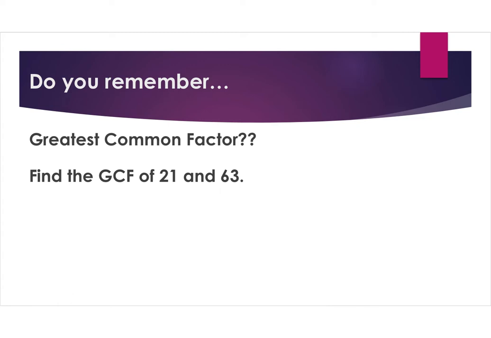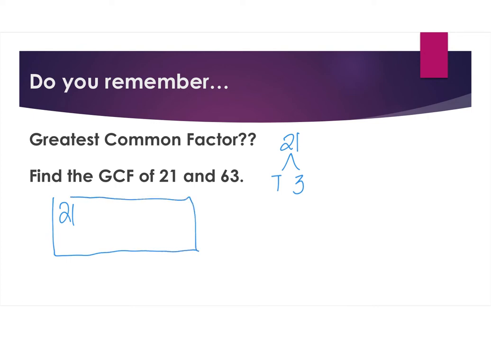Do you remember? Greatest common factor. Find the greatest common factor of 21 and 63. So we're going to do a factor tree to get the prime factorization. So 7 times 3. Those are both prime. So we can write 21 and then 63.